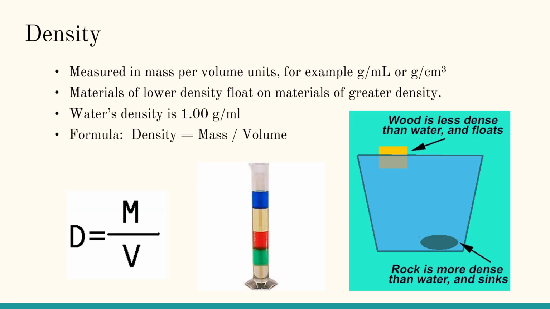Density is measured in mass per volume units. For example, it could be in grams per milliliter or grams per cubic centimeter. The materials of lower density float on materials of greater density. For example, wood is less dense than water and floats. However, a rock is more dense than water, so it sinks. Water's density is 1 gram per milliliter. And the formula for density equals mass divided by volume.